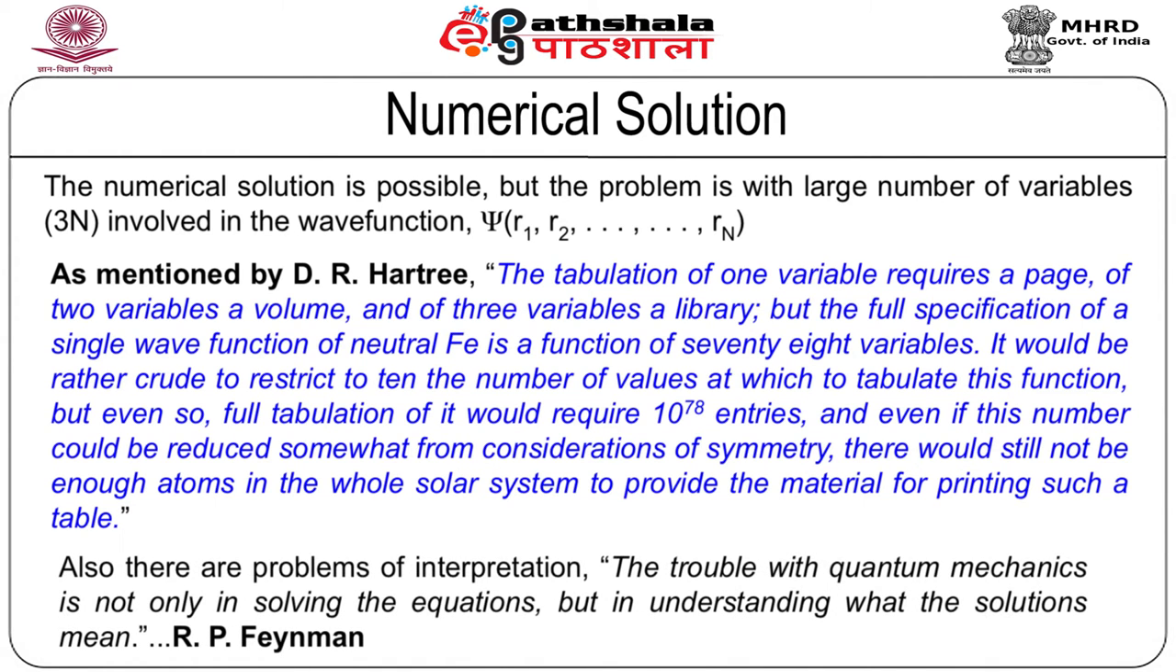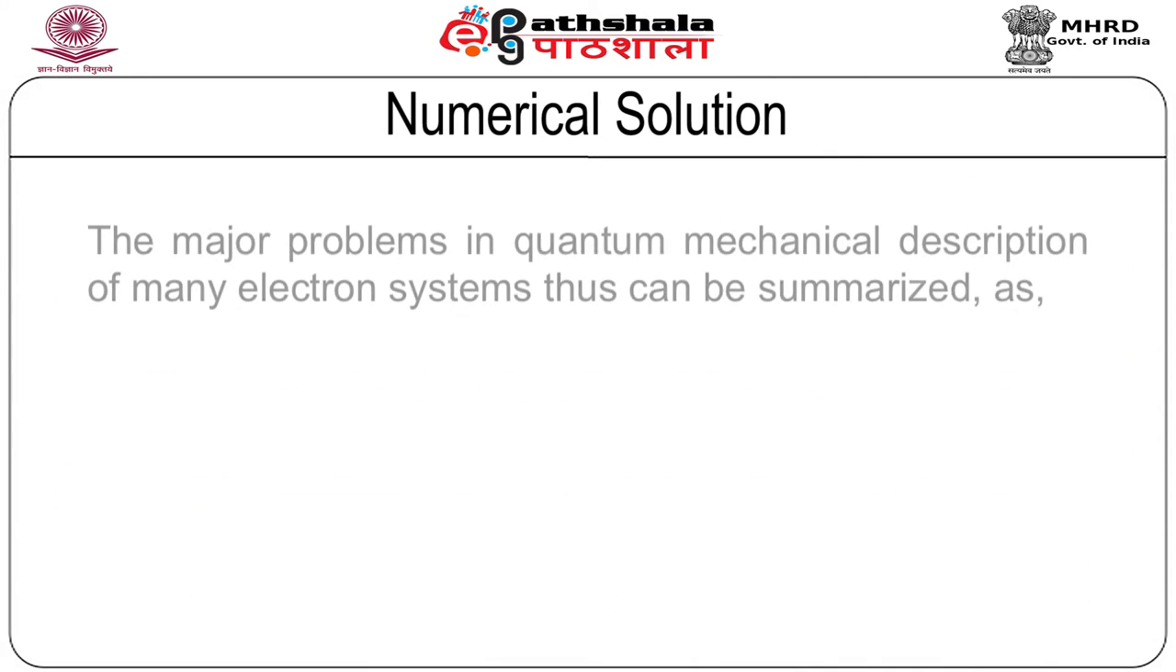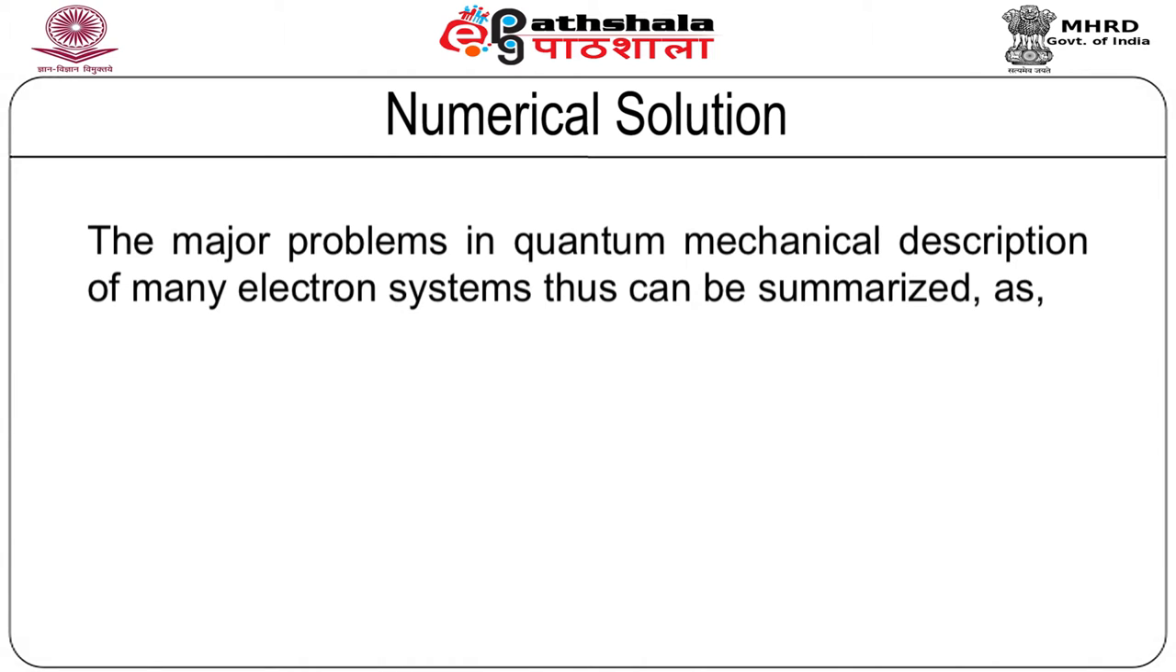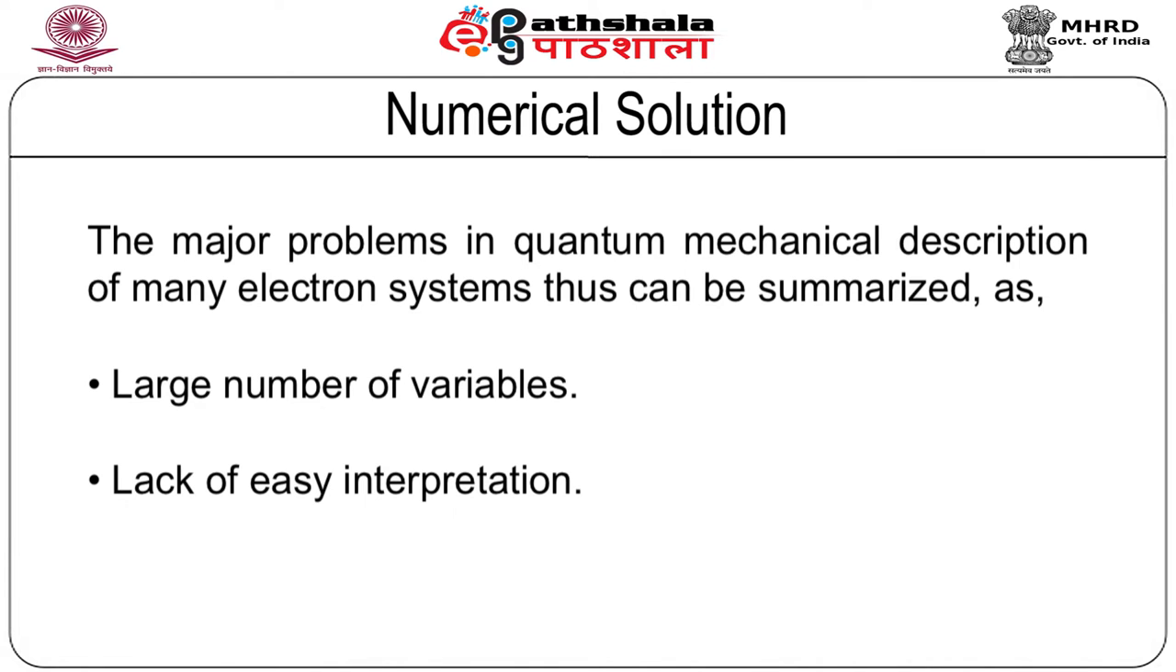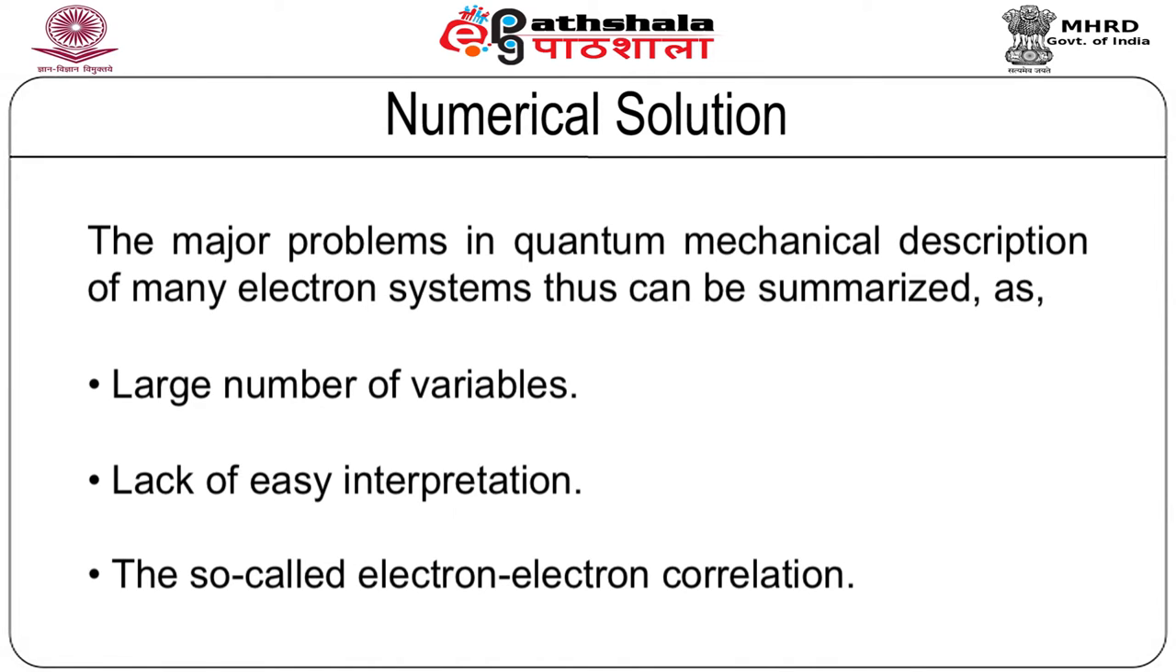Also, there are problems of interpretation. As said by Feynman, the trouble with quantum mechanics is not only in solving the equations, but in understanding what the solutions mean. The major problems in quantum mechanical description of many electron systems thus can be summarized as follows. Firstly, the problem of large number of variables. Secondly, the lack of easy interpretation. And finally, the so-called electron-electron correlation, which makes this problem unsolvable.